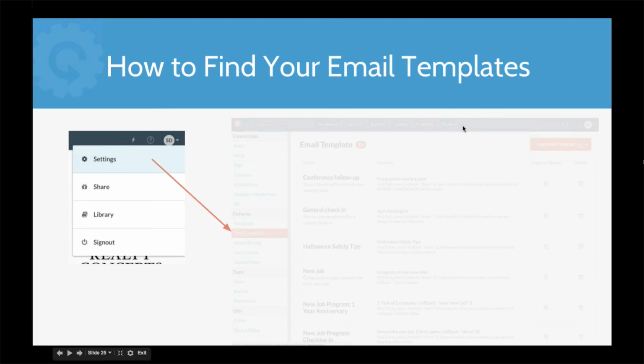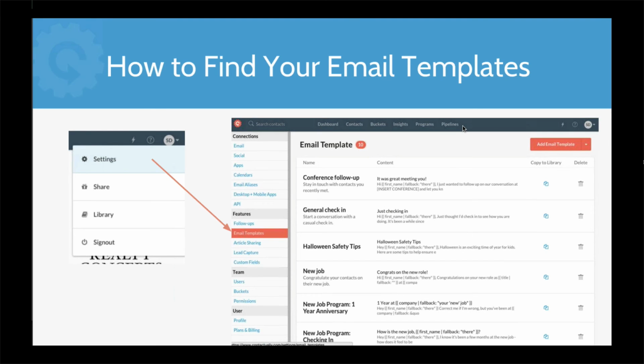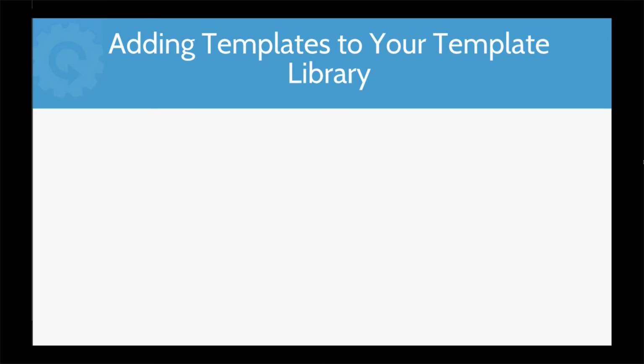Talked about email templates, how to get there. It's through the settings. So you go into the top right corner of your account, you click on your picture or initials, you click on email templates, that brings you to the library. So your library, like your own copies.